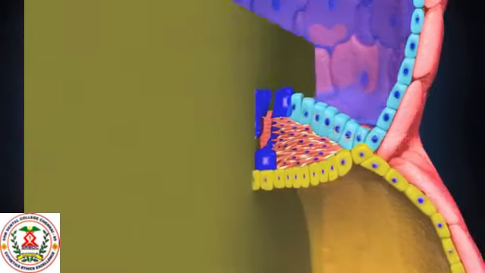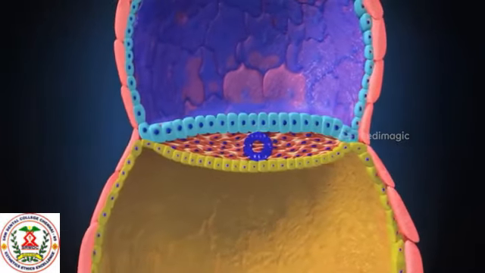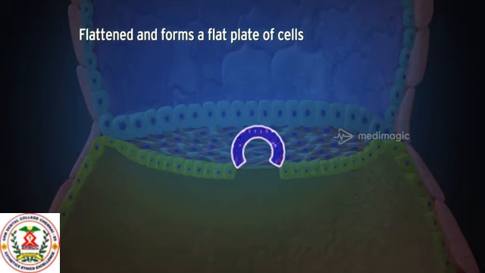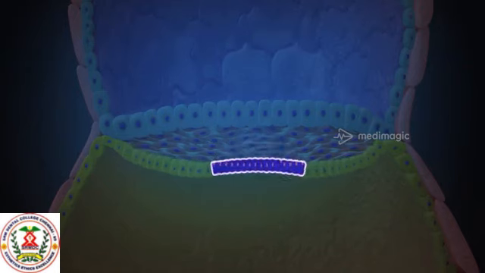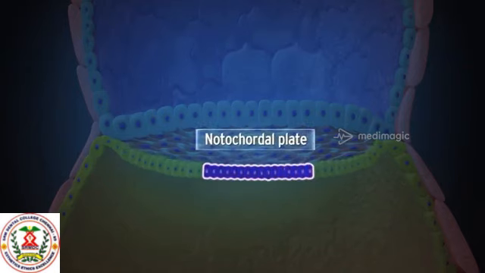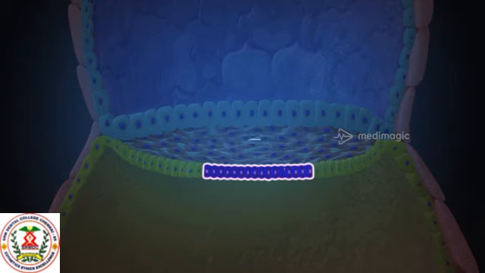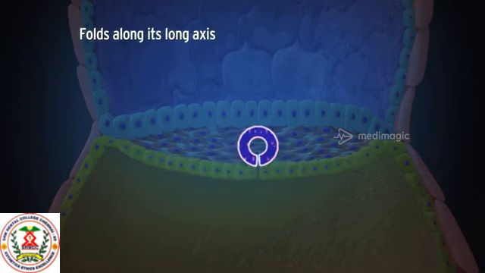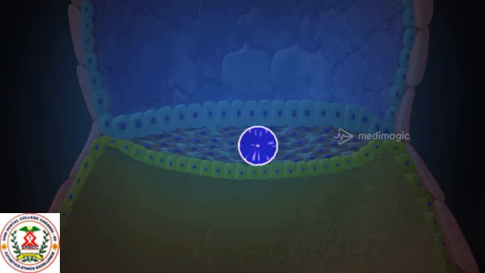The remaining part of the notochordal process becomes flattened and forms a flat plate of cells known as the notochordal plate. This notochordal plate gradually folds along its long axis and separates from the roof of the yolk sac, which is now lined by a continuous layer of endoderm.